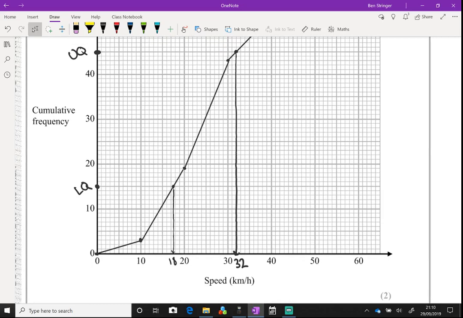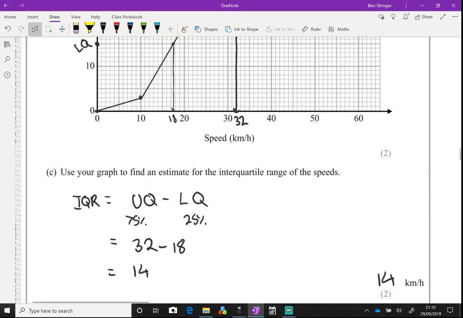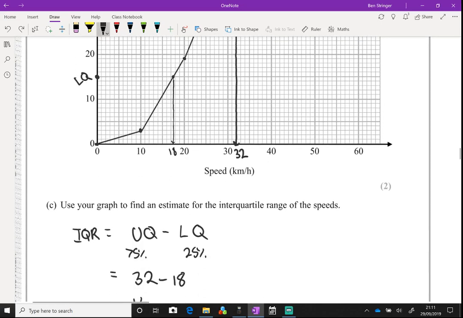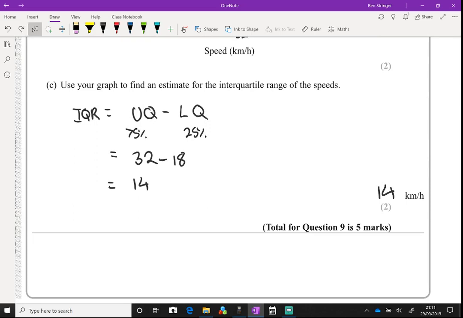It's just worth noting here that yours might not be exactly 14, and that's really going to come down to the fact that this curve here might have actually gone a little bit like that. Yours might be a little bit below 14, a little bit above 14. You'll be given by the examiners in the mark scheme a range of values which are correct.